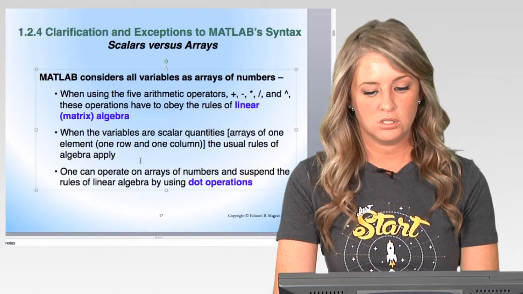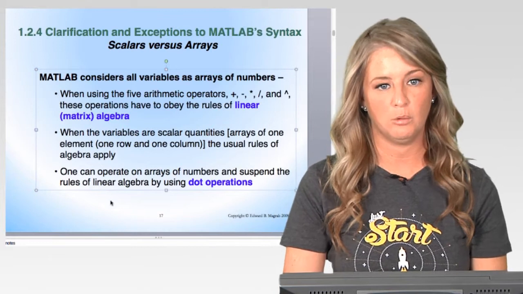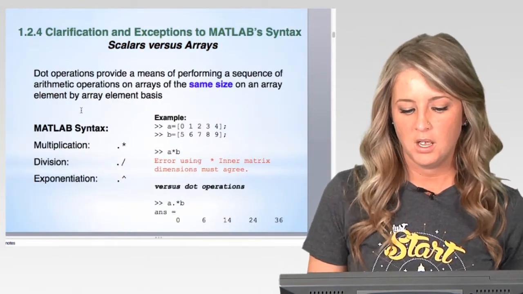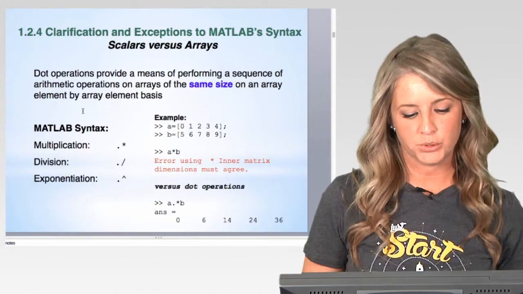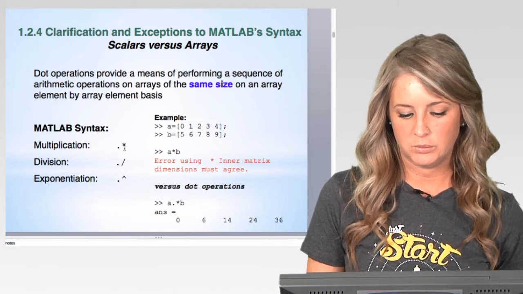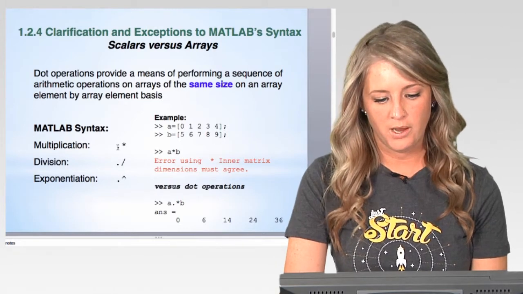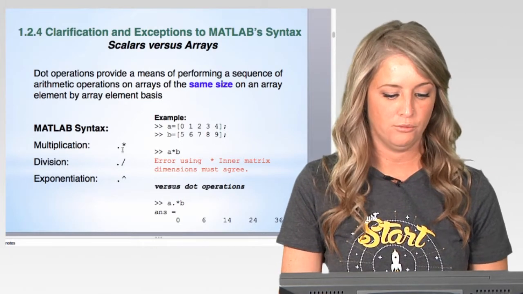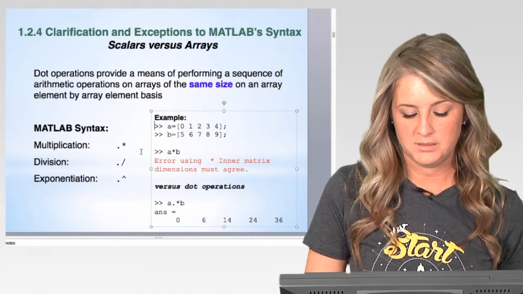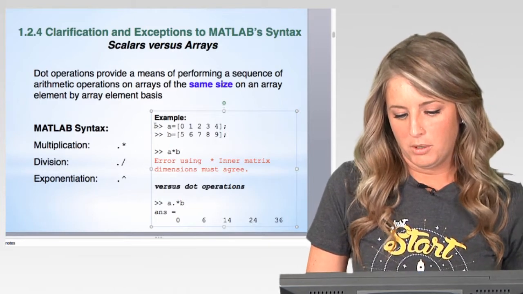The usual rules of algebra apply, so there's no limitations there. However, when we get into vectors and matrices, we have to use the dot operations so that we can obey the rules of linear algebra. So how do we do dot operations? This only applies to multiplication, division, and exponentiation. And this here is the syntax that you will use. So instead of just using the star or the slash or the caret, you now have to place a dot or a period in front of these symbols in order to execute these types of operators when you're using vectors and matrices, also known as arrays.